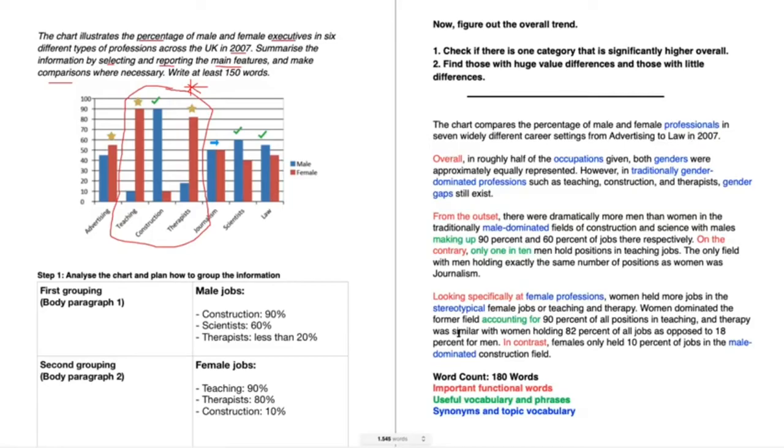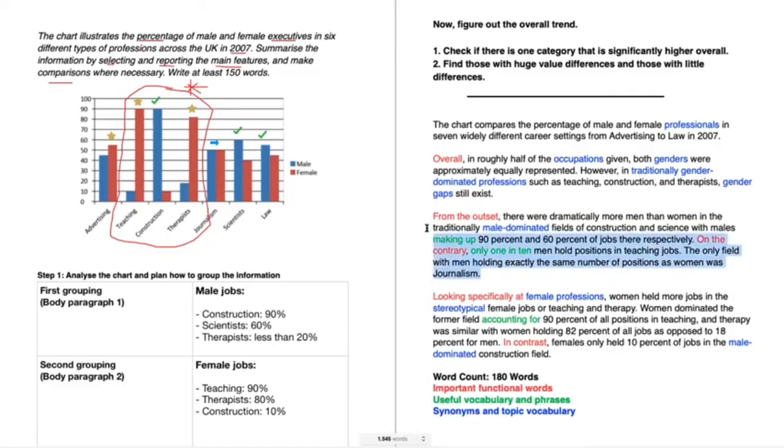Now, overall is a great functional word for the overview paragraph. It says overall, in roughly half of the occupations given, both genders were approximately equally represented, which is pretty much true, which we saw here. However, in traditionally gender-dominated professions, such as teaching, construction, and therapists, gender gaps still exist. So we see that these three trends that we looked at, these large gaps, are gender-dominated, and gender-dominated is a great way to say that there are more females or males in that area.